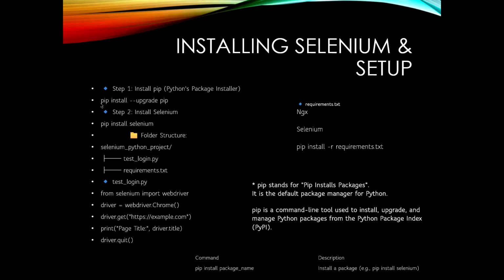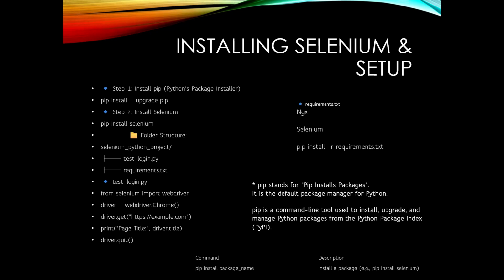This is the one: pip install --upgrade pip. First, we need to upgrade pip, and then we have to install Selenium. You can directly run the command pip install selenium, or you can go to the project and create a requirements.txt file, and there you can type selenium. From the terminal in PyCharm, you can just type pip install -r requirements.txt. Whatever libraries are placed there, it is going to install one by one.